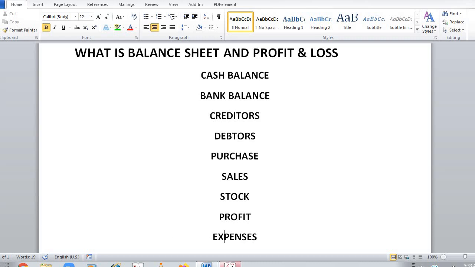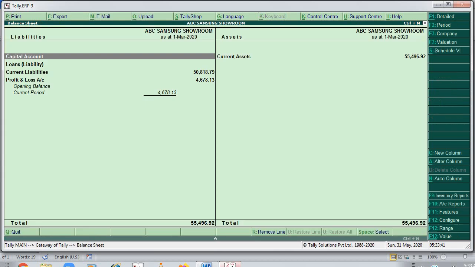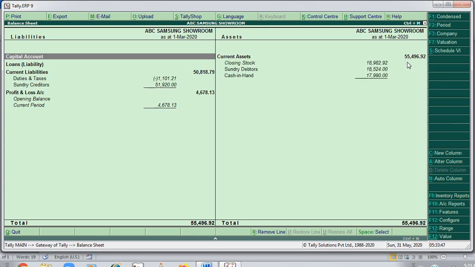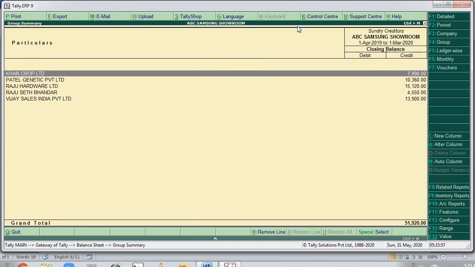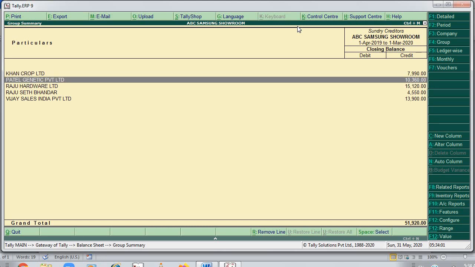So let's get started, and we can open our balance sheet. Now if I want to see the balance sheet in detail, you have to press Alt F1. So I'm pressing Alt F1. Now here you can see in the balance sheet all the various heads. Now let's say sundry creditors, how much I have to pay in my business to all my creditors. So these are all my creditors whom I need to pay.